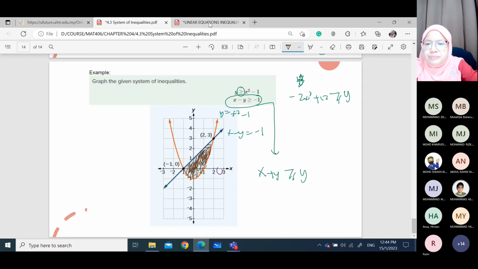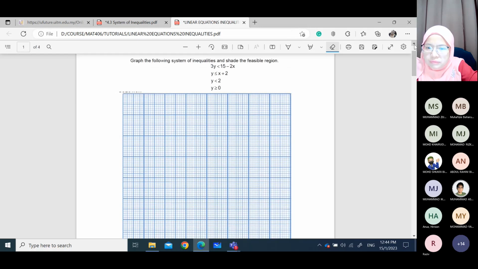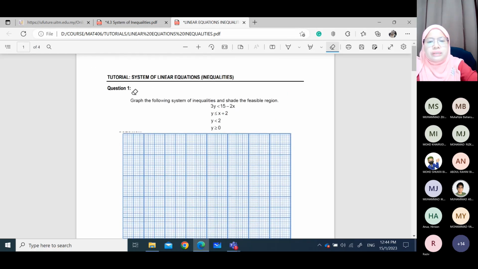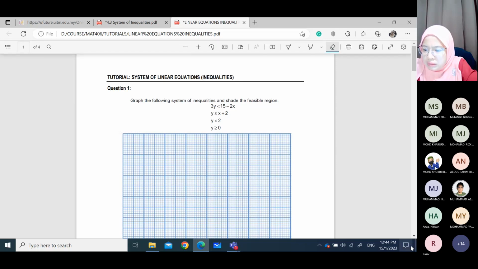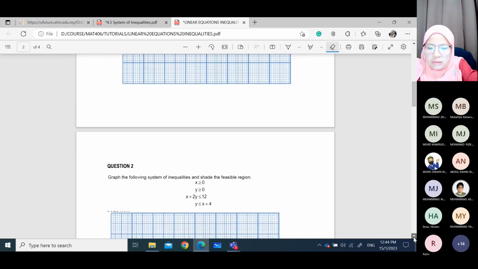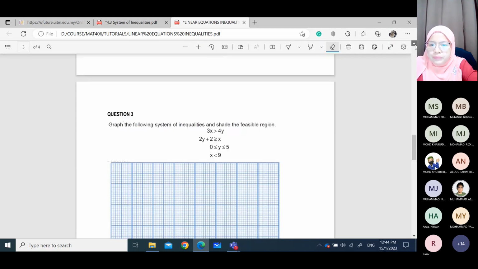Right. Ada soalan? Tak ada. Okay, so kalau tak ada soalan, you boleh practice yourself. Buat tutorial. So tutorial ni ada dalam YouFuture. Kalau mana yang tak tahu kat mana nak cari, tak apa. Nanti saya sharekan tutorial yang ini lepas kelas. Okay, so you boleh buatlah question 1, this one. Ada beberapa soalan kalau nak buat latihan lah.